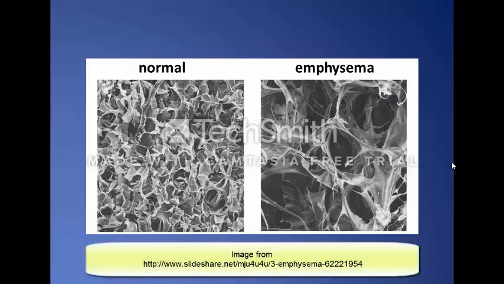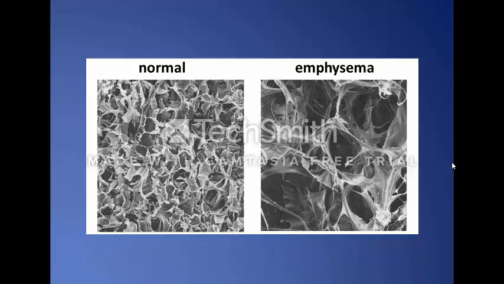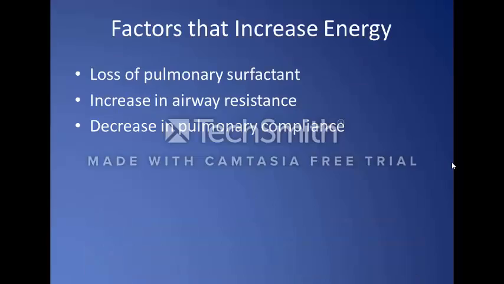So we can see in a normal lung on the left-hand side the normal shape of the alveoli. The image on the right-hand side shows a lung with emphysema. There is a marked reduction in the number of alveoli with large gaps. This is the effect of reducing the available surface area for gas exchange. Factors that increase energy include loss of pulmonary surfactant, an increase in airway resistance, or a decrease in pulmonary compliance.